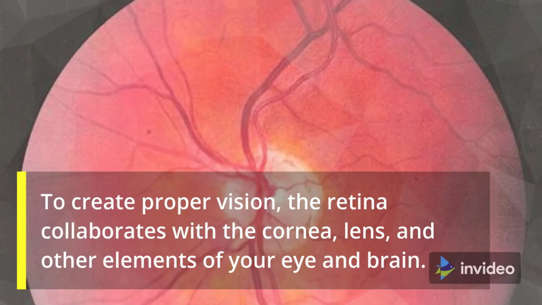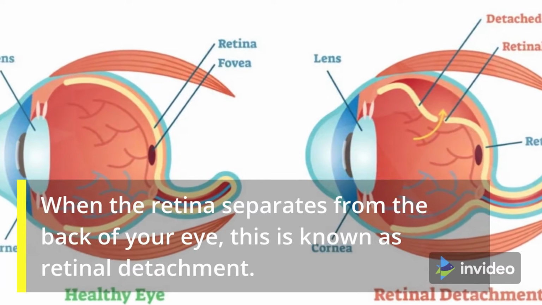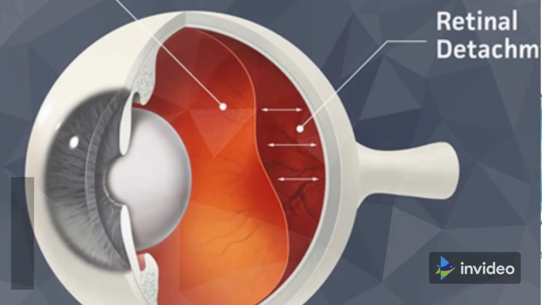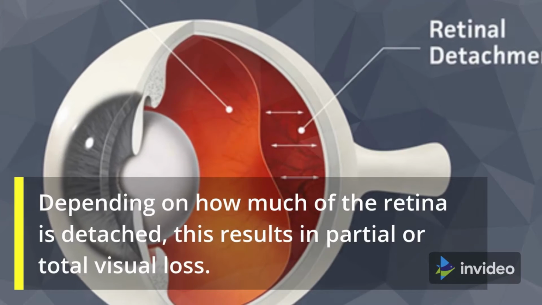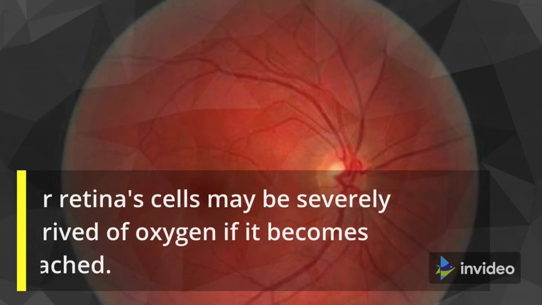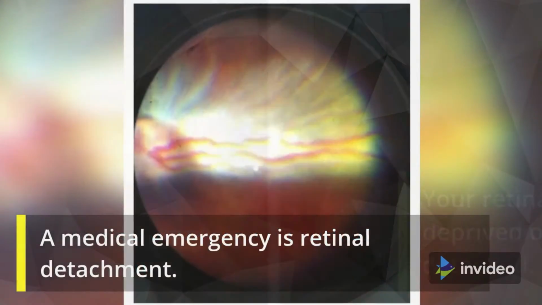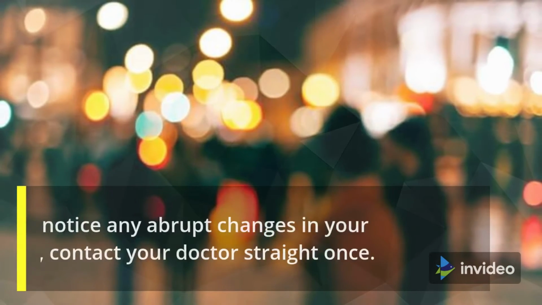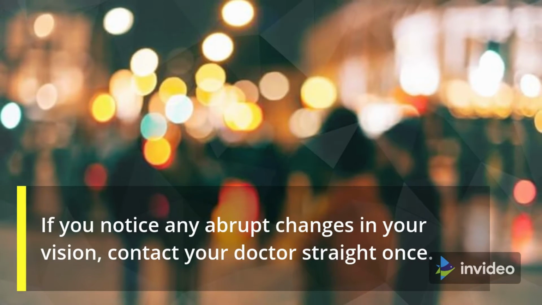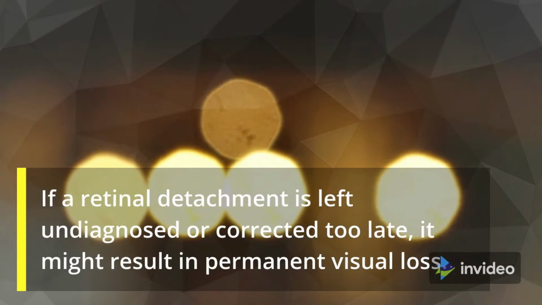When the retina separates from the back of your eye, this is known as retinal detachment. Depending on how much of the retina is detached, this results in partial or total visual loss. Your retina cells may be severely deprived of oxygen if it becomes detached. If you notice any abrupt changes in your vision, contact your doctor straight away. If a retinal detachment is left undiagnosed or corrected too late, it might result in permanent visual loss.